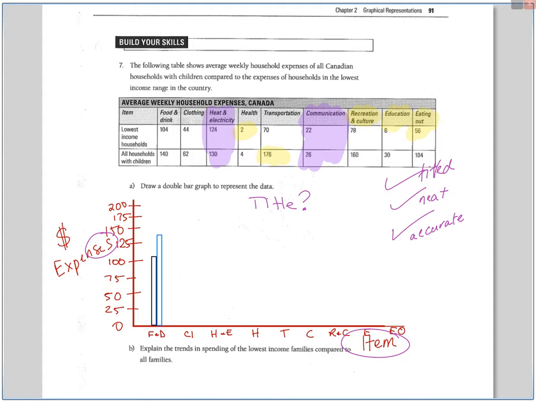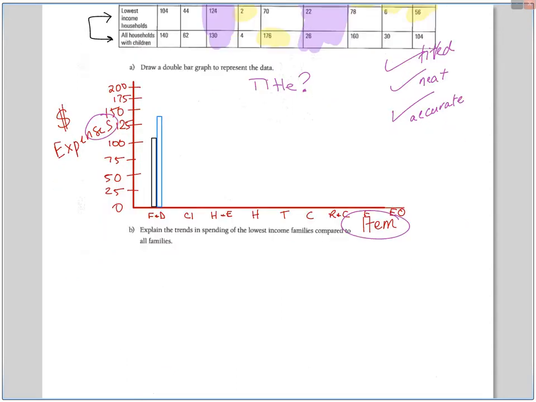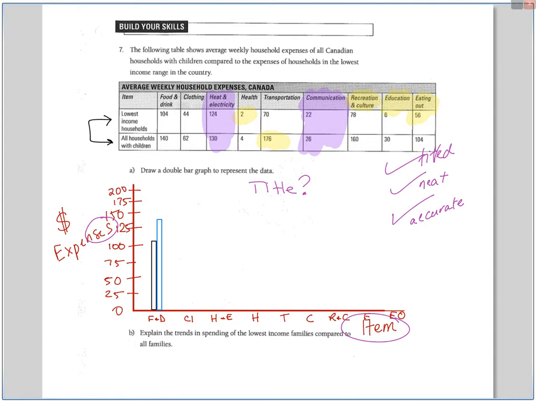And all this one asks us to do is compare and then look at trends. Okay. Do you want me to look at the key in the solution manual? Let's do that, because your teacher's blanking out on this.